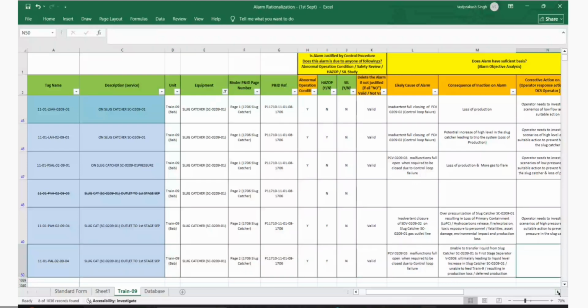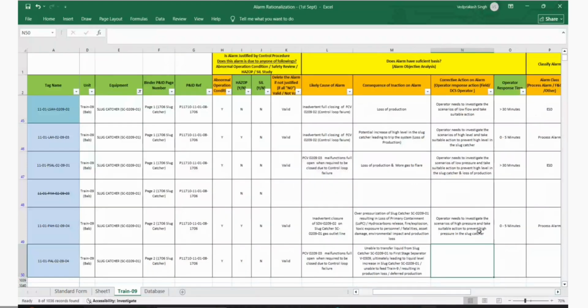So what is the operator action? The operator has to investigate. Ultimately the operator needs to investigate the scenario of low pressure and take suitable action to prevent a high level. Prevent low flow.